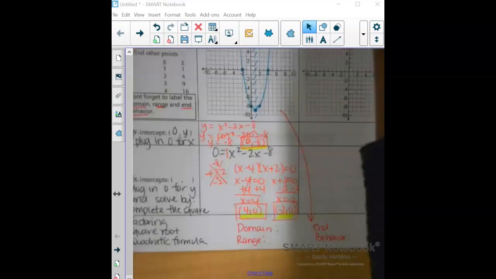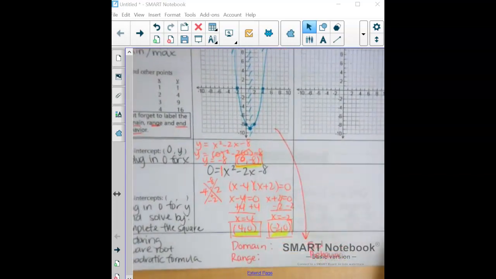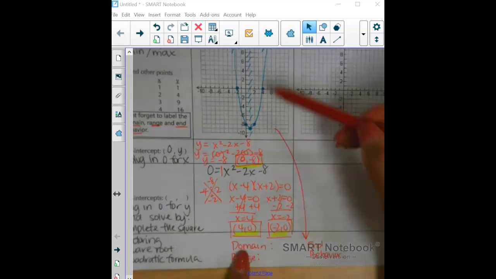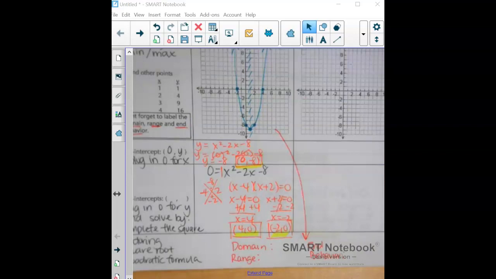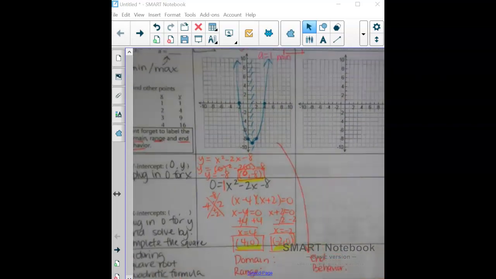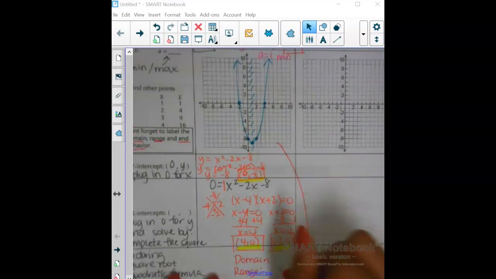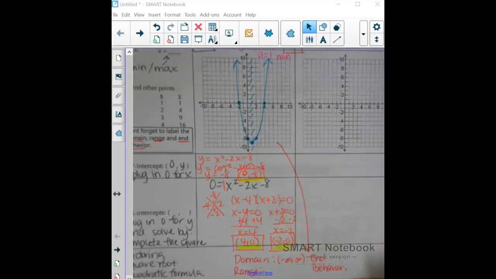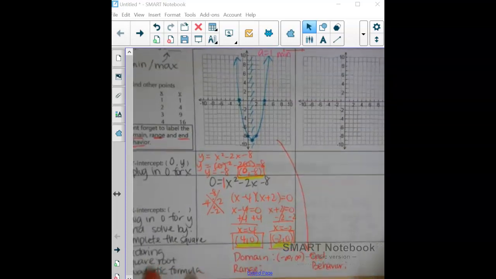Let me zoom out a bit. So I have the domain, the range, and the end behavior. All right, so looking at the domain, you can give it to me in interval notation, because that's what you guys probably like best. What's the domain for this blue graph? Read it from left to right. What's the domain for this blue graph? Negative infinity to positive infinity, which is the same as all real numbers, in case you wanted to write it that way, all real numbers.